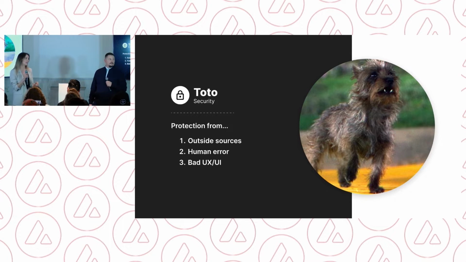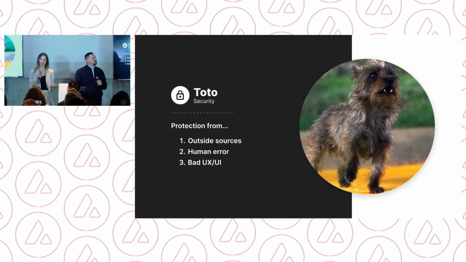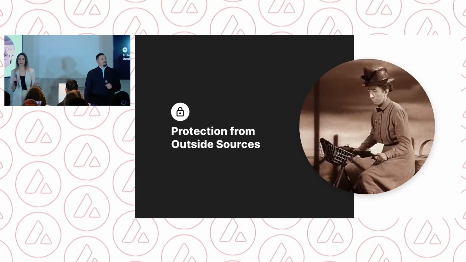And so I want to break that down as to how we're protecting users from outside sources, their own human error, we're going to make mistakes as people, and then bad UX and UI. So let's break into first how we protect users from outside sources. Can you go next slide, please? Yep. Thank you. So we remember Miss Gulch. Toto protects Dorothy from Miss Gulch.